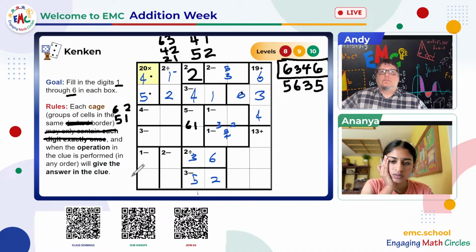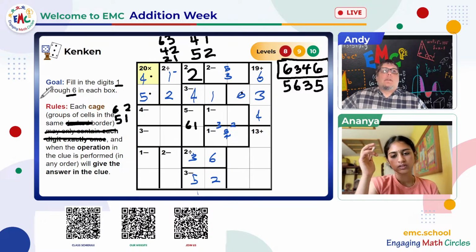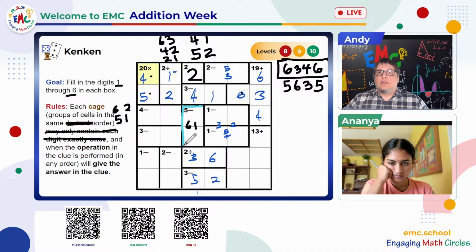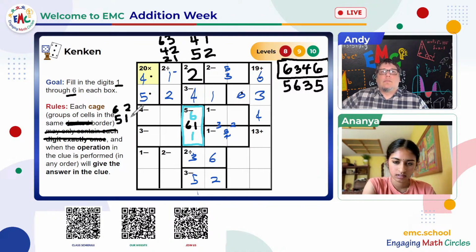6, 5 wouldn't. 2, 1 wouldn't work in either. I think we need to go deeper, the bigger ones, based on our choice. What happens if we choose 6 on top? If we choose 6 on top, we get 1 down there. Then what does this have to be?